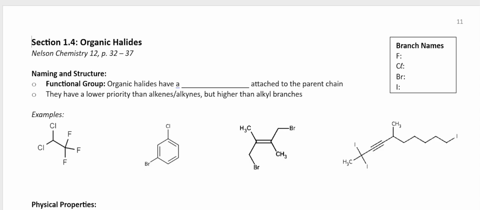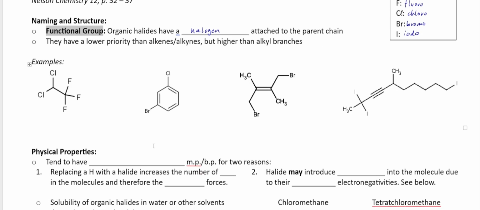In this video, we're going to look at organic halides. We'll start with the functional group. Organic halides have a halogen attached to the parent chain. Halogen could be fluorine, chlorine, bromine, and iodine, and the branch name would be fluoro, chloro, bromo, or iodo. Let's move into some examples.